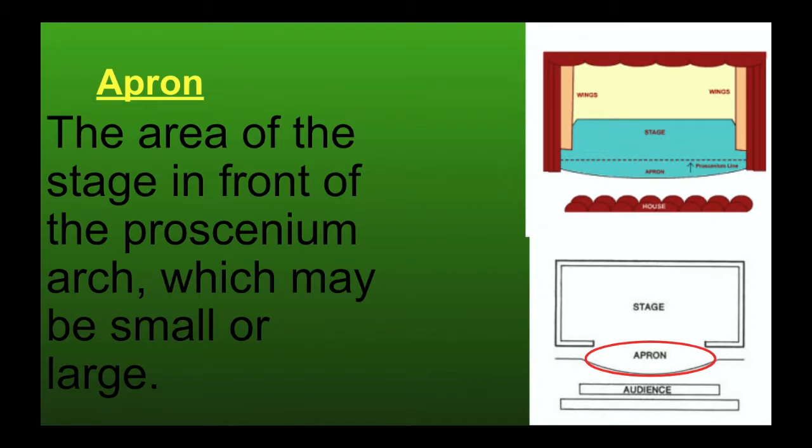The apron is the area of the stage in front of the proscenium arch, which may be small or large. So if you look at the two pictures again off to the side, we have in the red circle the apron. It's that little part that's jutting out closer to the audience. This isn't like a thrust stage. The apron only goes like a couple feet away, and it's not like it's going into the audience. It's still in front of the audience. As you can see, the apron is closest to the audience.